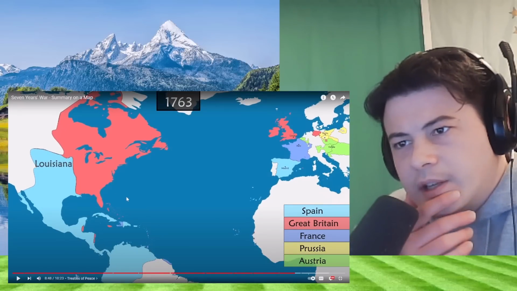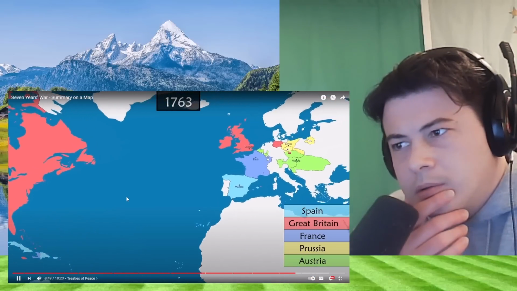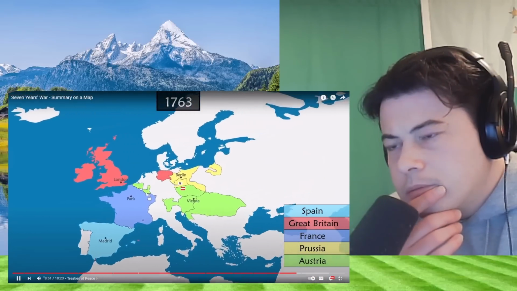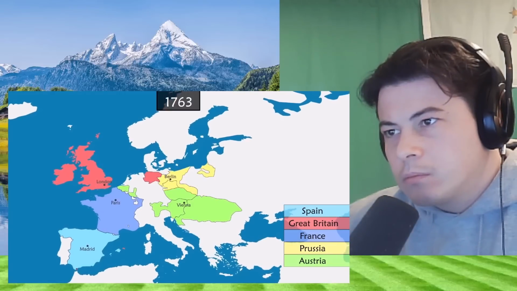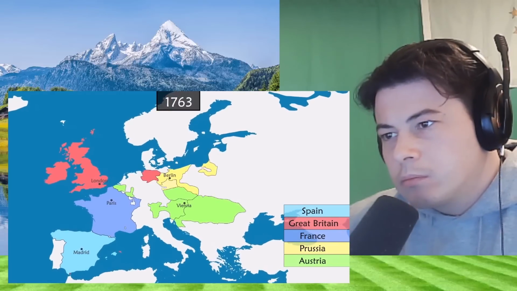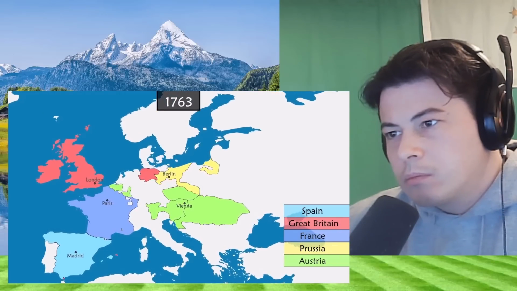So when does France get Louisiana from the Spanish? On the other hand, the Treaty of Hubertusburg is signed between Prussia and Austria. Prussia liberates Saxony, in exchange for which it retains Silesia.